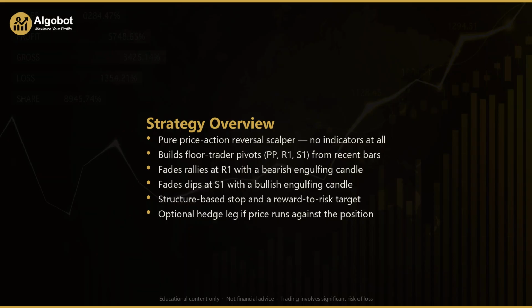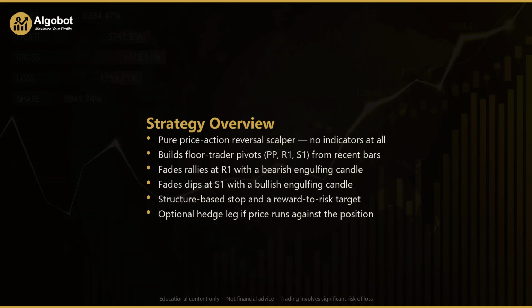Pivot Engulfing Fade Hedge is described in its own source code as a pure price action reversal scalper. That phrase tells you almost everything. It is a reversal strategy, meaning it looks to enter against a short-term move rather than chase it. It is a scalper, meaning it works on the smaller, faster swings of the chart. And it is pure price action, meaning it uses no moving averages, no oscillators, and no indicators of any kind. Every decision comes directly from the raw open, high, low, and close of the candles.